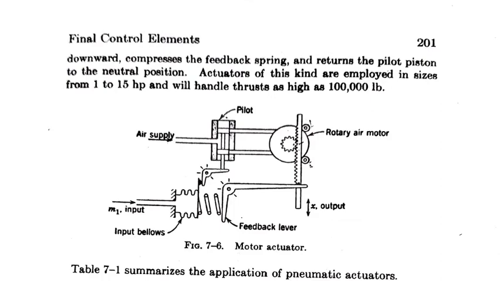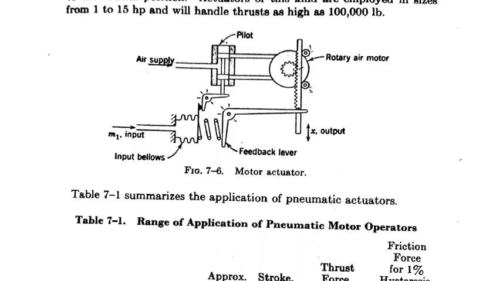And lastly, the fifth type is called the motor actuator. This motor actuator is a combination of mechanical movement as well as pneumatic type. Here, instead of connecting a piston or any diaphragm construction, that is totally eliminated by the motor construction. This is a servo type motor.